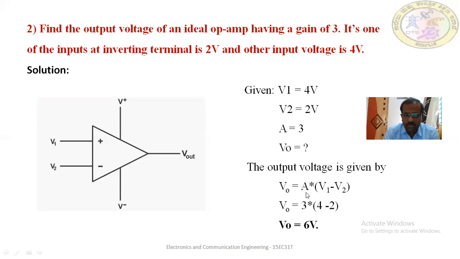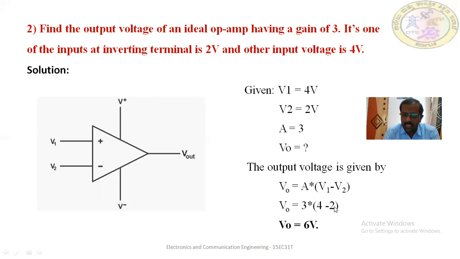The output voltage is given by the equation V naught is equal to A into V1 minus V2. Already you know the values: V1 is equal to 4 volts, V2 is equal to 2 volts, and the gain is equal to 3. All these values are to be placed in this equation. After placing them, what are you going to get? V naught is equal to, the gain A is equal to 3, V1 is equal to 4, and V2 is equal to 2 volts. So V naught is equal to 3 into 4 minus 2.